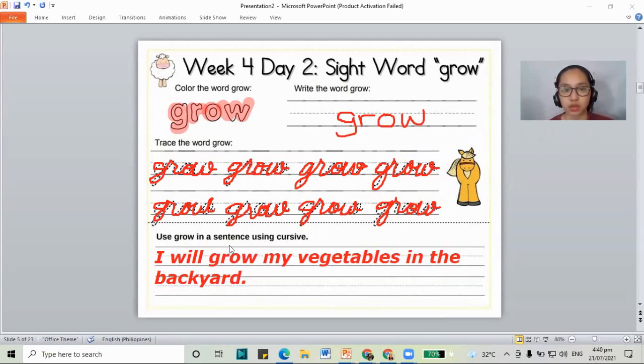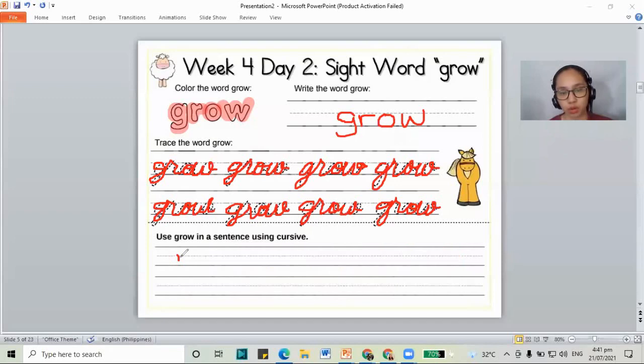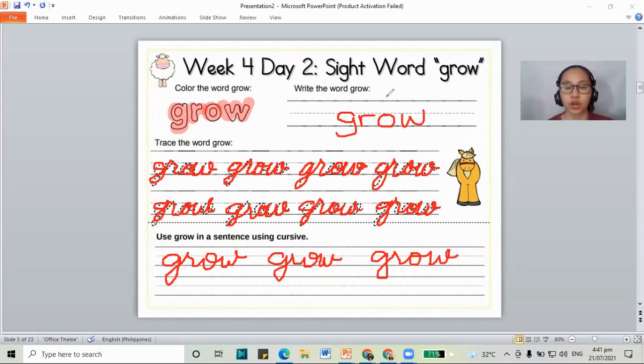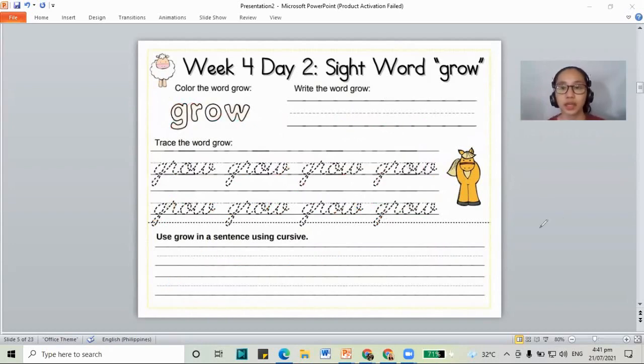And this is the word grow. But how do I make it into cursive? Let me put it in the space here. Remember, go around, make a loop, continue making your word grow. This is how you make your word grow. Remember to make your sentence for the word grow. If you're not yet done, please pause the video and play it for the next word. Are you done? Let's do the next part of our work.